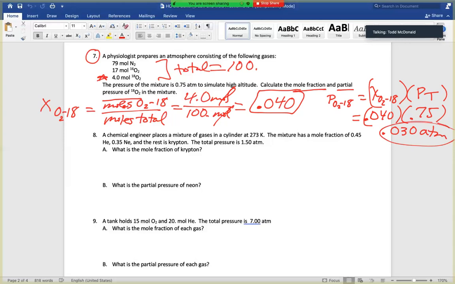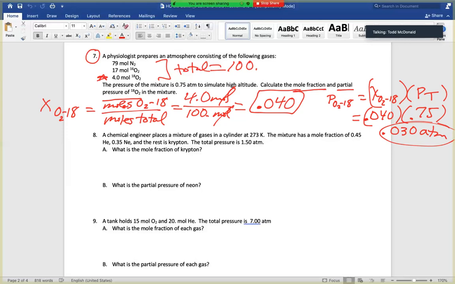We could go through, if we really wanted to, and do the 79 moles of nitrogen. That would be 79% of the total, right? And then 17 moles of the other one would be 17%. When we get finished, if we were to take the individual pressures, they should sum up to the total pressure of 0.75. That is the big picture of mole fraction, how you find it, pretty easy, and then using that to find the partial pressure of a gas.